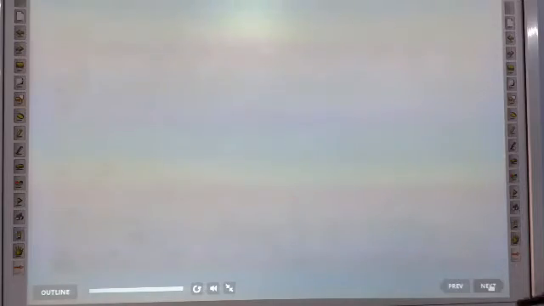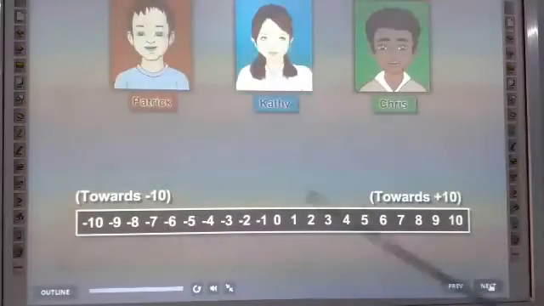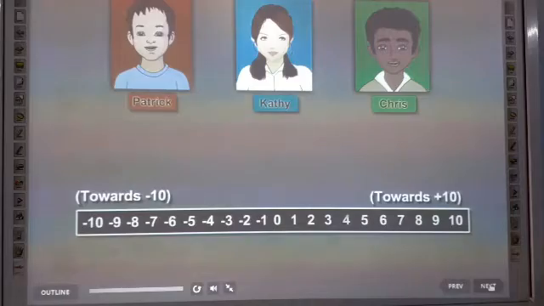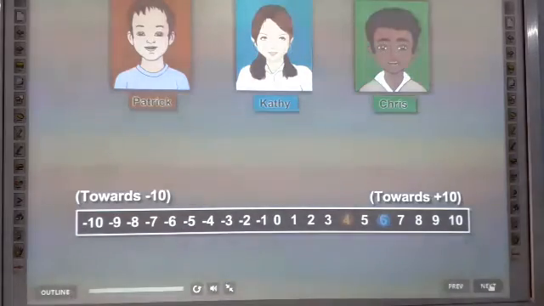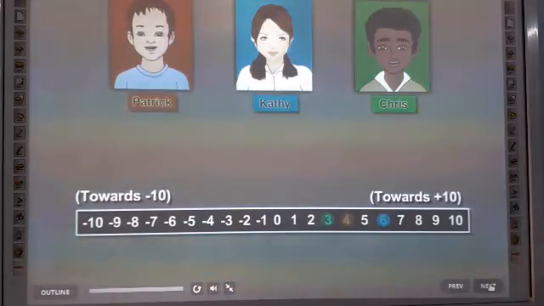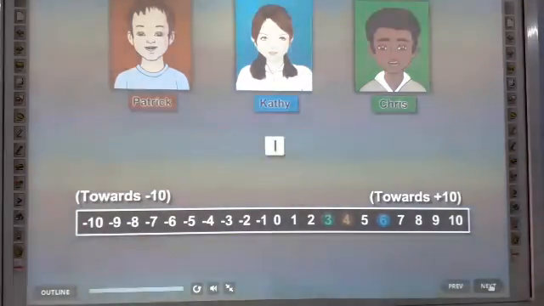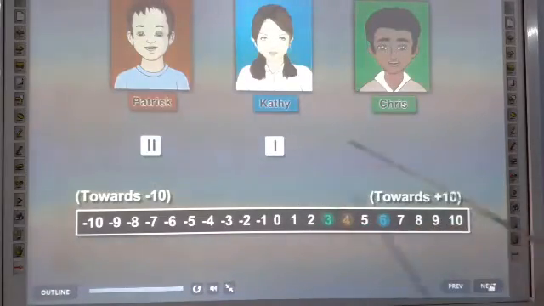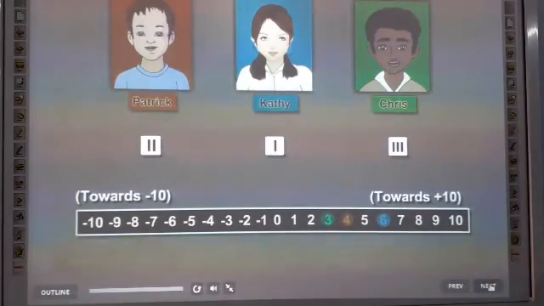Result of round 2: first position, second position and third position.